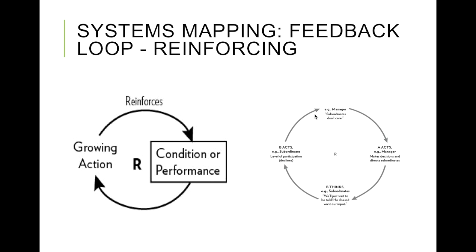So we start with the reinforcing feedback loop. What's a reinforcing feedback loop? A reinforcing feedback loop basically tells you that if you have a condition or a performance here in the box and you do something, then this reinforces the condition. Okay, so an example would be, I've got some money in my bank, I get interest, which is the growing action. Because I get interest, I get more money in my bank, and then I get even more interest. So it becomes this self-reinforcing cycle.